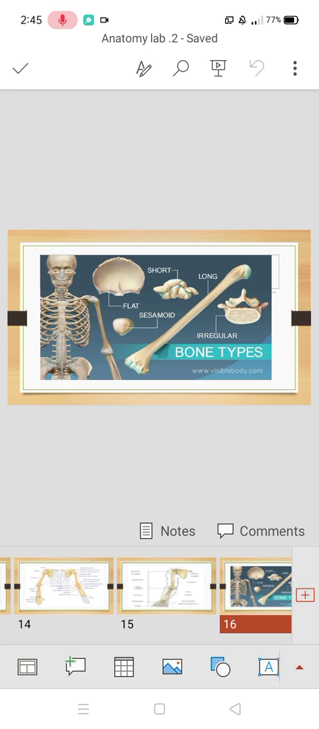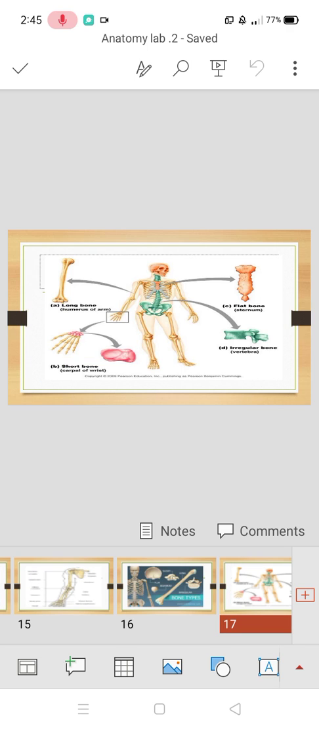These are the bone types. We have flat, short, long, sesamoid, and irregular. Long bone, the humerus of the arm. Short bone, the carpals of the wrist. Flat bone, we have the sternum. Irregular bone, we have the vertebra.